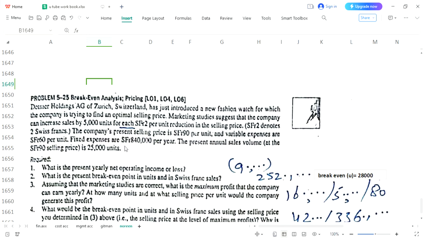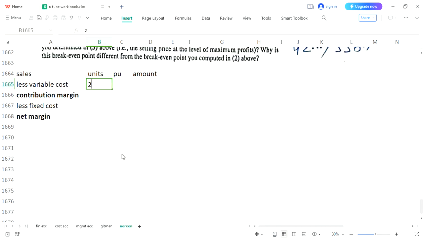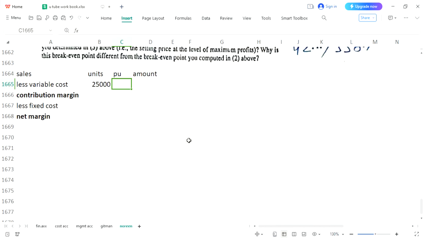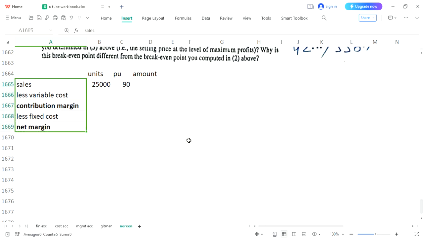So let's go back to the question. The first thing is 25,000 units: the present annual sale volume is 25,000 units, and we can put it over here. The second important thing is to see the per unit price. Here the selling price is 90, so you write 90 over here.